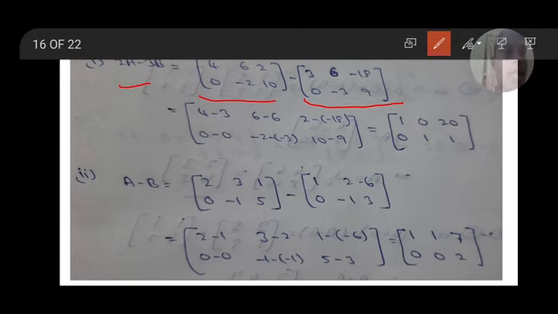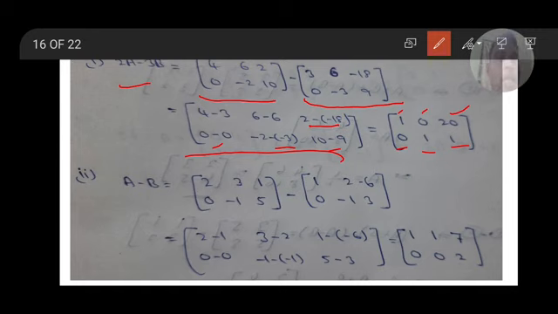Subtraction, corresponding elements are subtracted. 4 minus 3, 1. 6 minus 6, 0. 2 minus minus 18, minus minus is plus, that is 2 plus 18, 20. 0 minus 0, 0. Next, minus 2 minus minus 3: minus of minus 3 means plus 3, so minus 2 plus 3 means 1. 10 minus 9, that is 1. So 1, 0, 20, 0, 1, 1, a 2 by 3 matrix, is the answer.